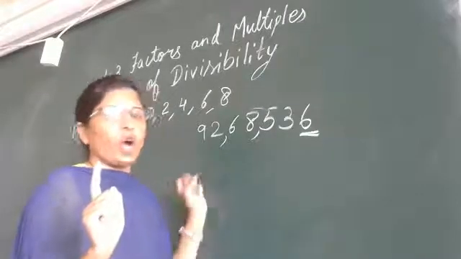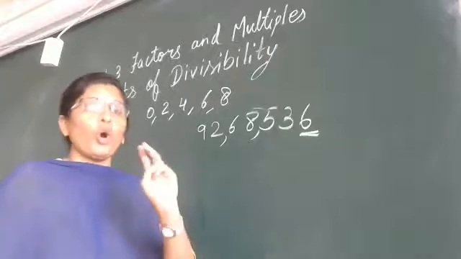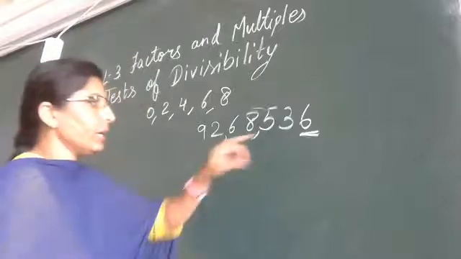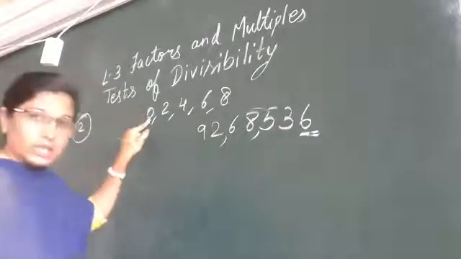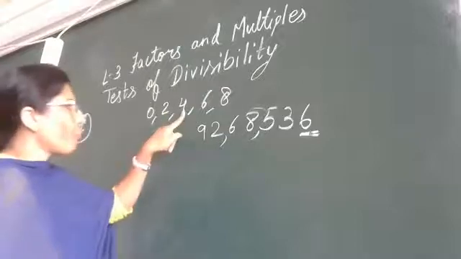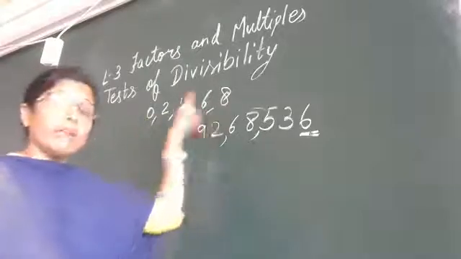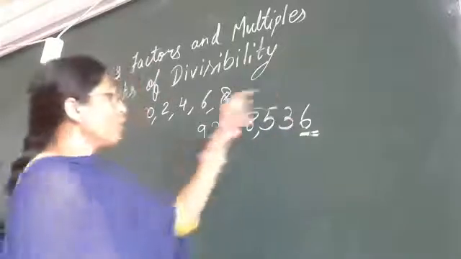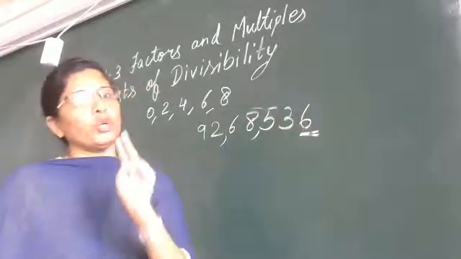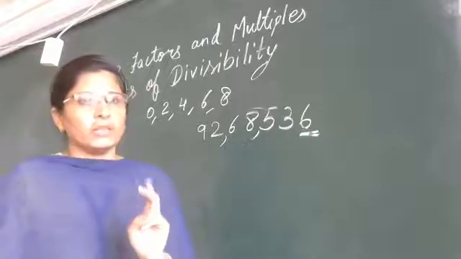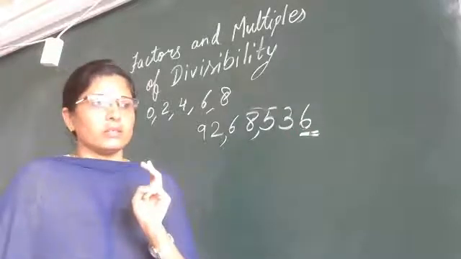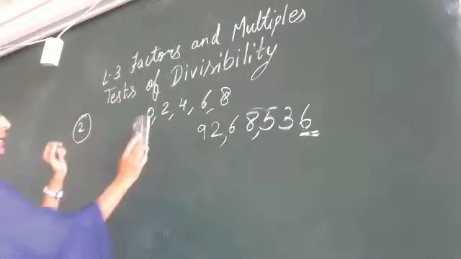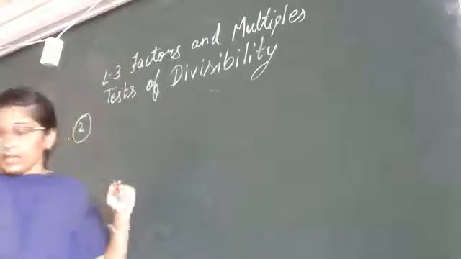Understood now? The divisibility of 2. What you have to remember? If any number has either 0 or 2 or 4 or 6 or 8, any one digit, in the ones place, that means this full number will be divisible by 2. Okay, so this is divisibility by 2.